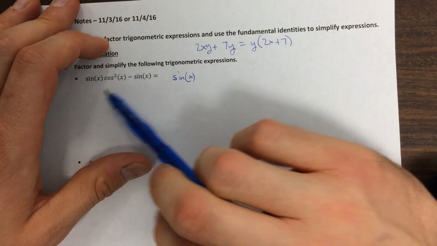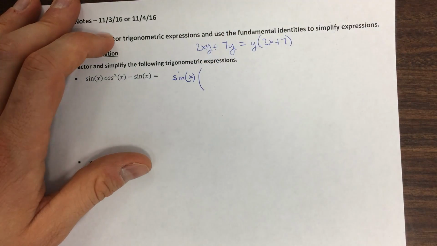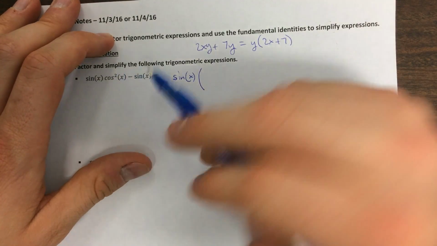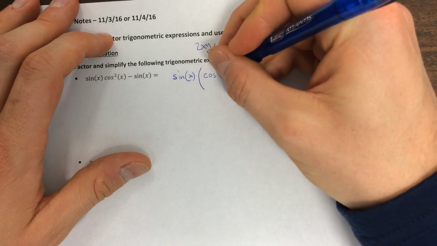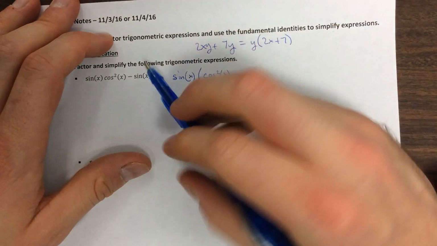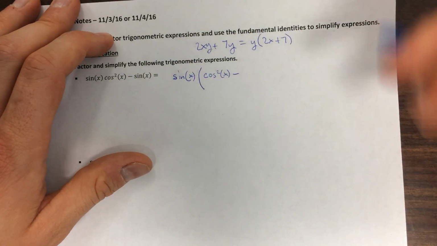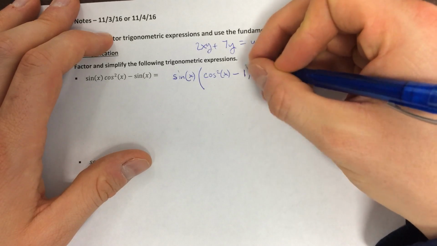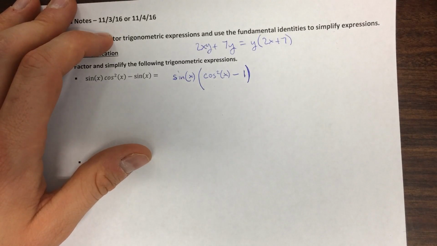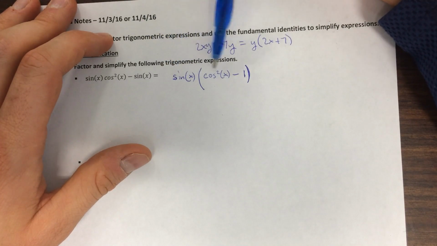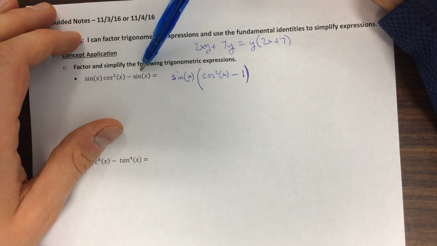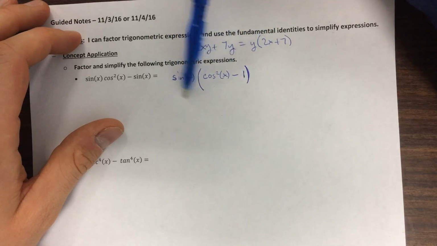Same thing here, I have a sine in both terms. I'm going to factor that sine out. Now here, if I factor sine out of this first term, I'm left with cosine squared x. And in this term, so minus, if I factor out sine, we're really dividing by sine. I'm left with 1. Much better. Reason being is you're reversing the distributive property. So if you were to multiply this, sine times cosine squared will give us sine cosine squared. Sine times negative 1 would be negative sine. So we're reversing the distributive property here.